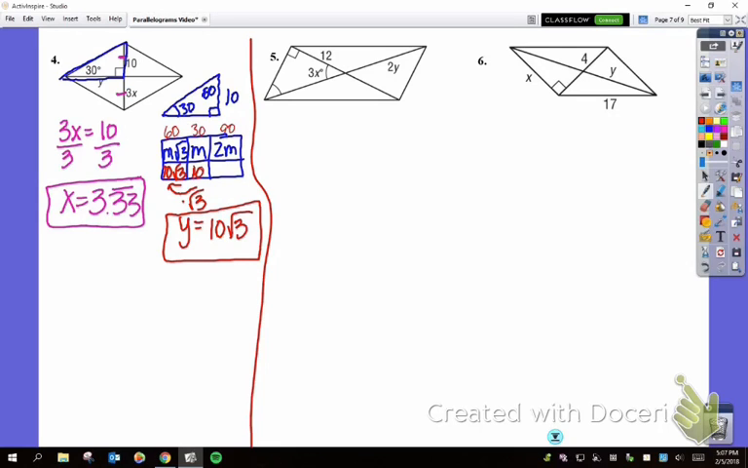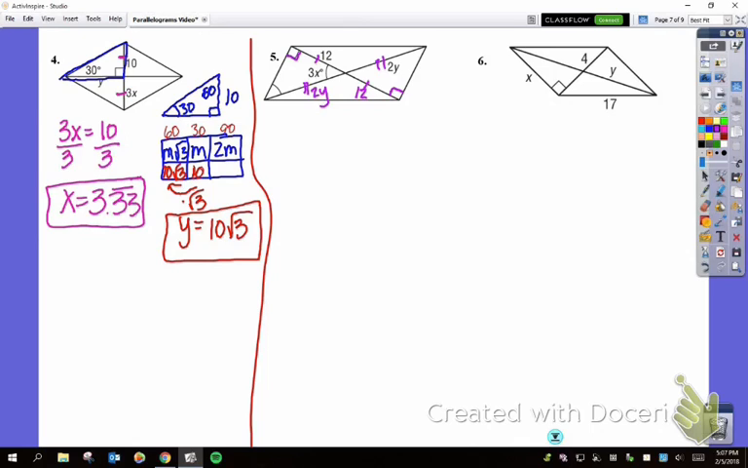All right, so next one, we still are going to have some triangles involved here. If we look here, we've got a right triangle right here because of this 90, which also means that this angle is going to have to be 90 down here. Now we know that this piece right here is 12, which means this diagonal is 12. And then on the other end of this, we know if this is 2y, then this would also be 2y.